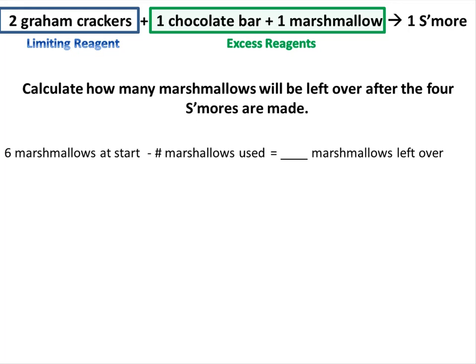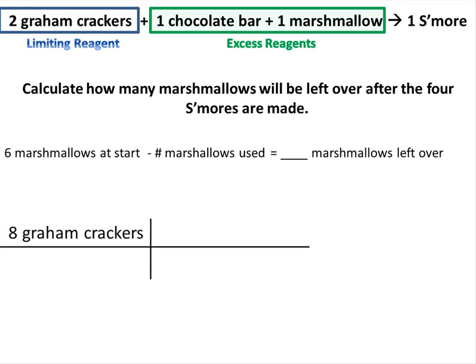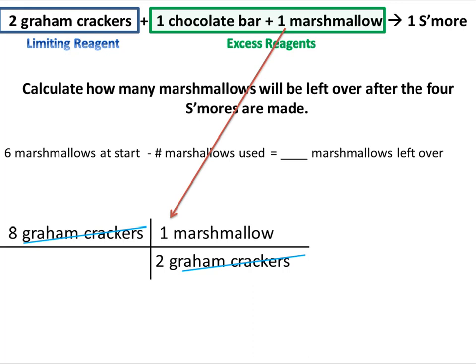We can determine the number of marshmallows used by calculating how many marshmallows combined with the graham cracker. Always start with a measured value. We will start with 8 graham crackers. To convert graham crackers to marshmallows, use the balanced equation. Place graham crackers on bottom to cross-cancel the units. Write 1 marshmallow on top. Plugging this into our calculator, we get 4 marshmallows. So we can say 6 marshmallows at start minus 4 marshmallows used equals 2 marshmallows left over.